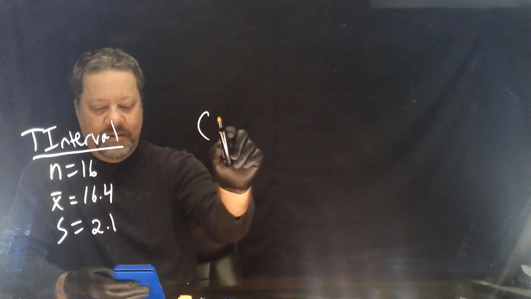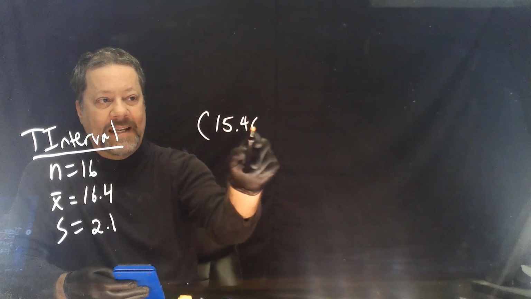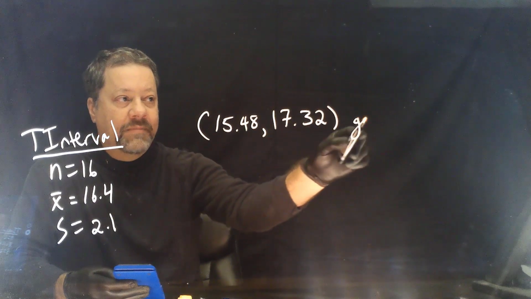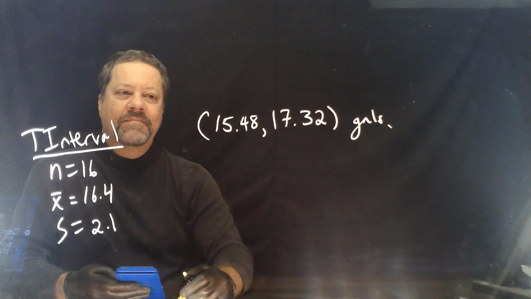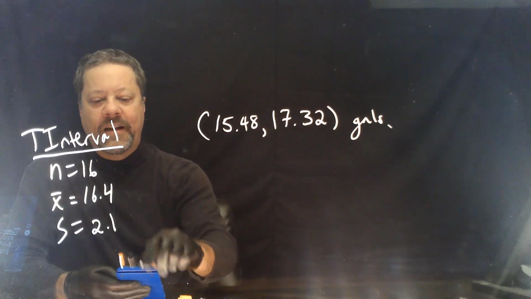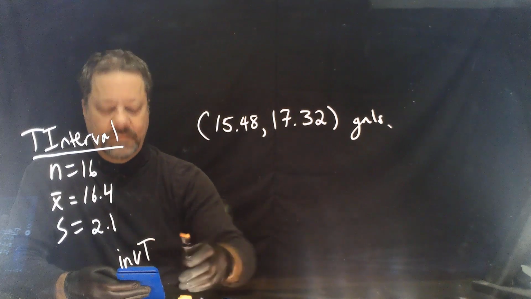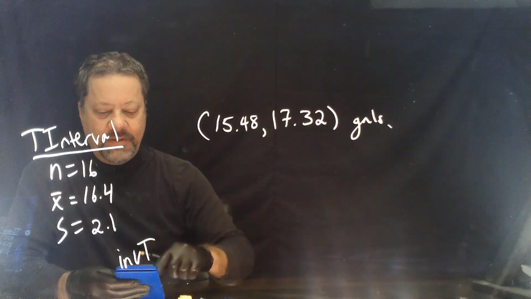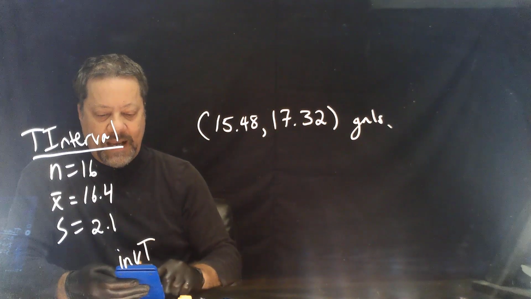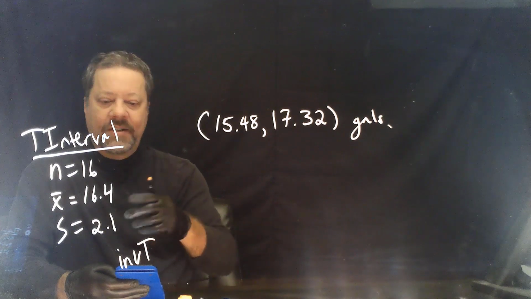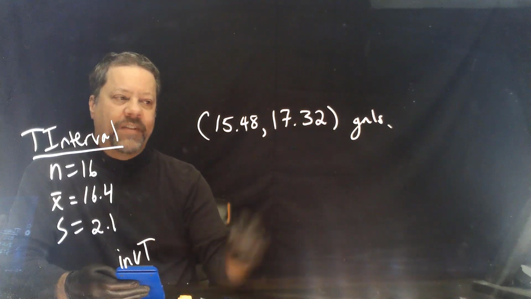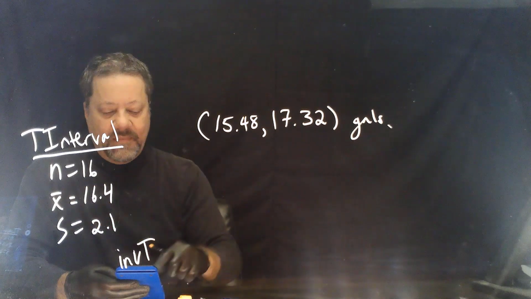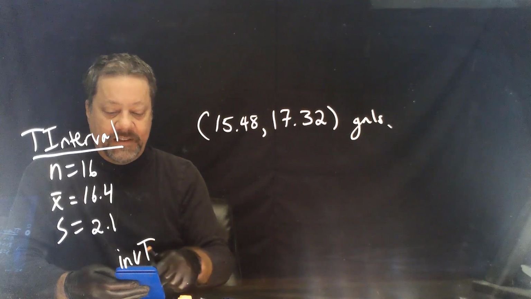And we get 15.48 to 17.32. And these are gallons on the 1-hour test run. We could have done this with an inverse t. Going over to second distribution, inverse t. The area is 0.95. Since we have a 90% confidence interval, that leaves 5% in the right tail, 95% to the left of that right tail. The degrees of freedom will be 15.